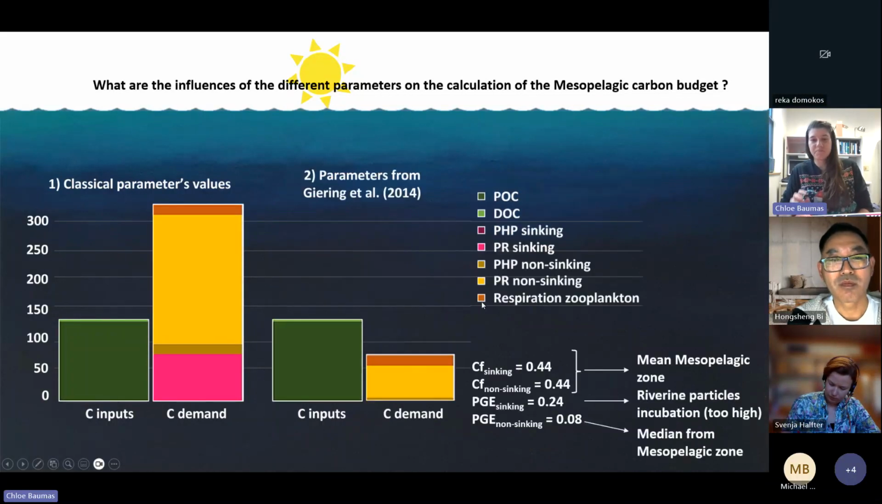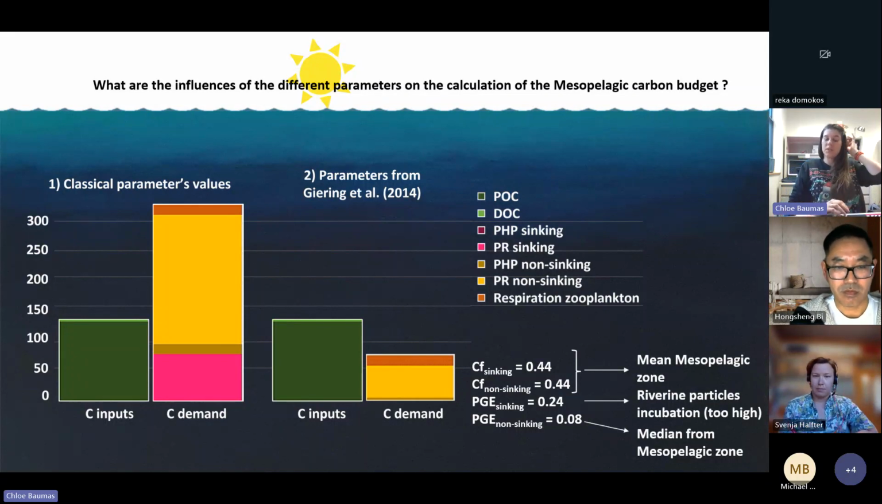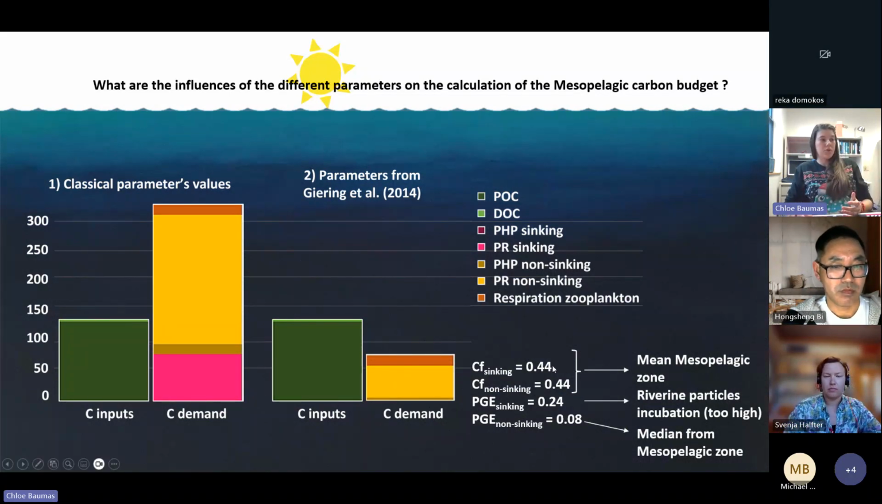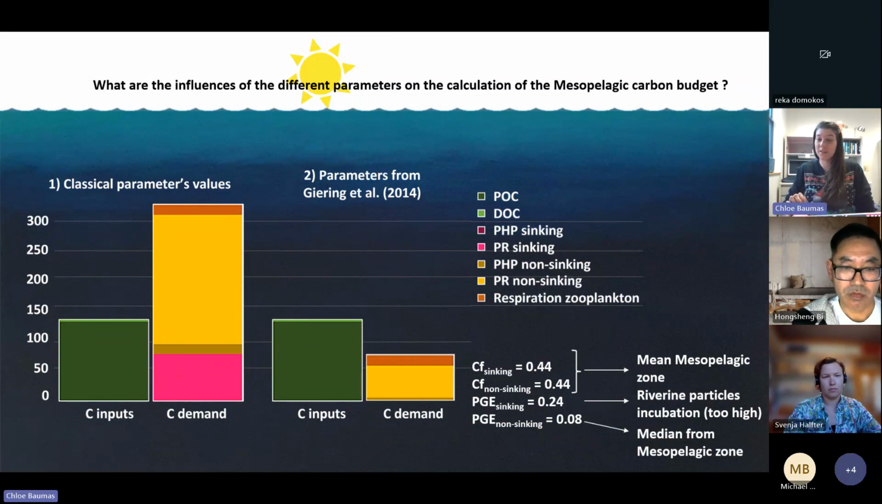Yeah, this is what I said. And then I tried the values used by Gehring et al. in 2014. This is the only study that has reconciled the carbon budget. This is completely different, but it uses a measured conversion factor different from the usual theoretical one, which is here 0.44, which is a mean from a few values of the mesopelagic zone, and then a really high prokaryotic growth efficiency for the attached prokaryotes, which is unfortunately coming from river measurements, but I guess at this time that was the only data available for particles.